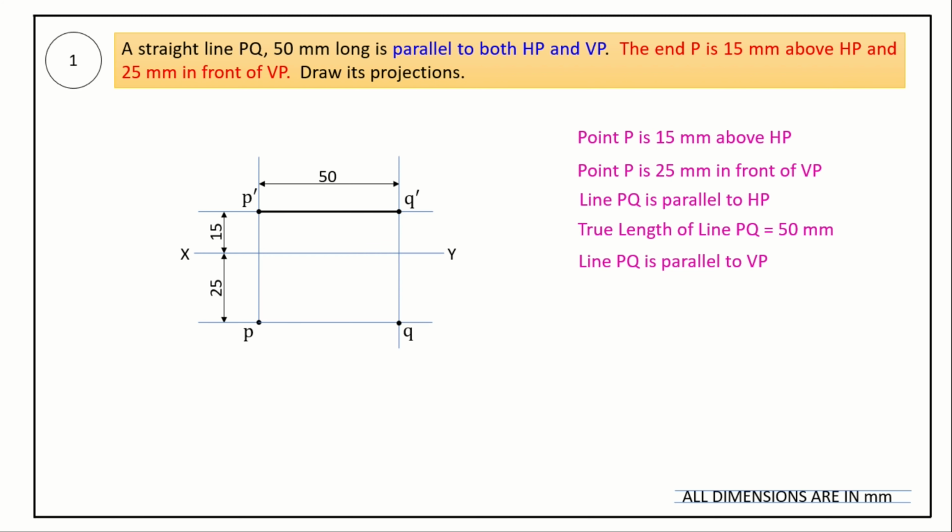Now, darken the answer. The line P dash Q dash is the front view of the line PQ. Also, PQ is the top view of the line PQ. So, this is the projection of a line which is parallel to both HP and VP.